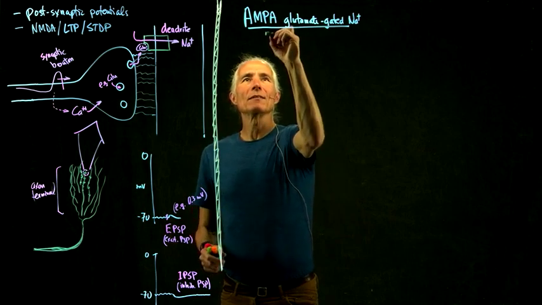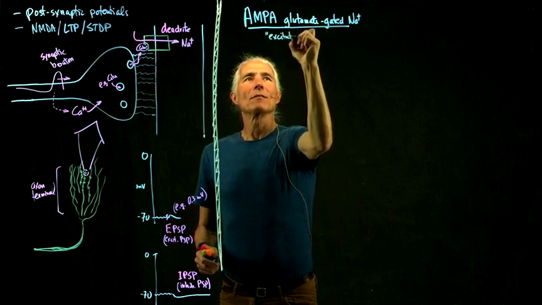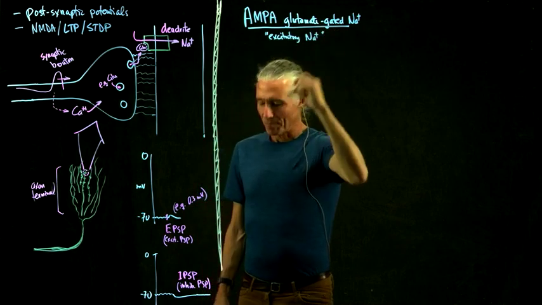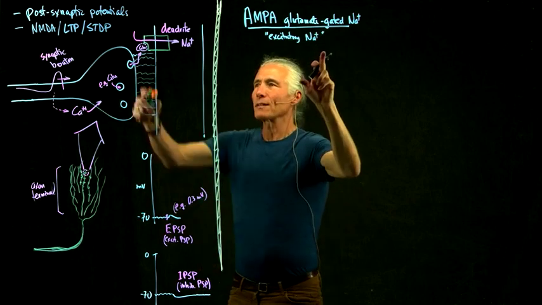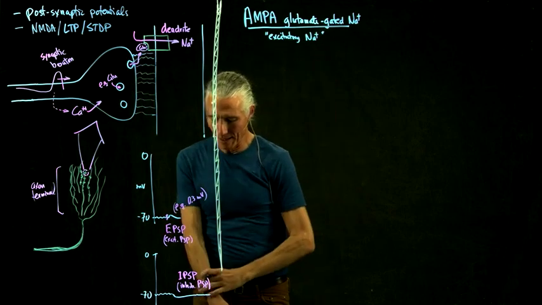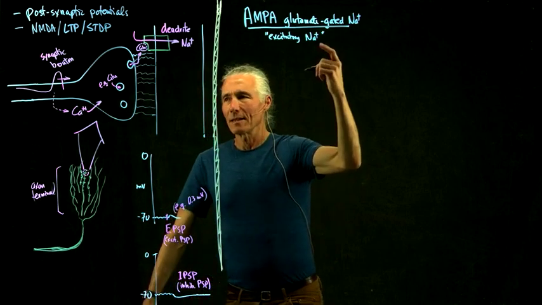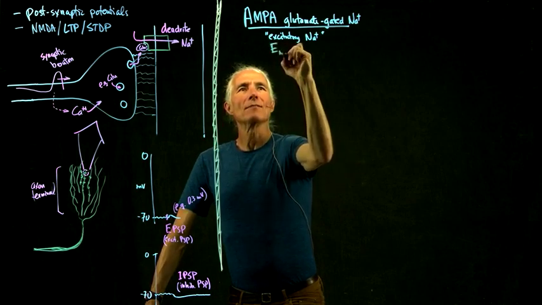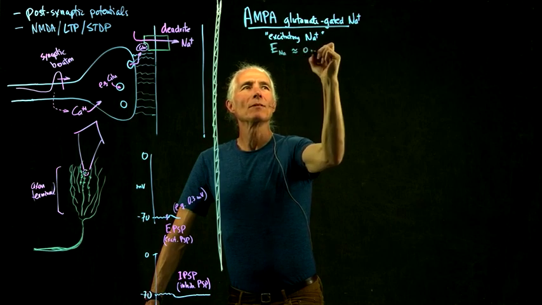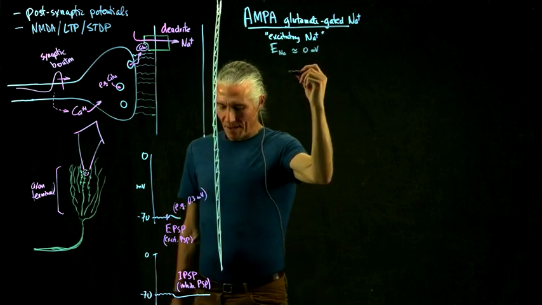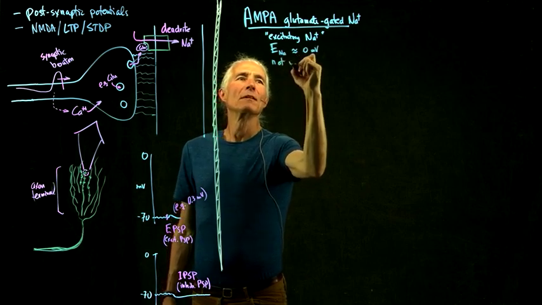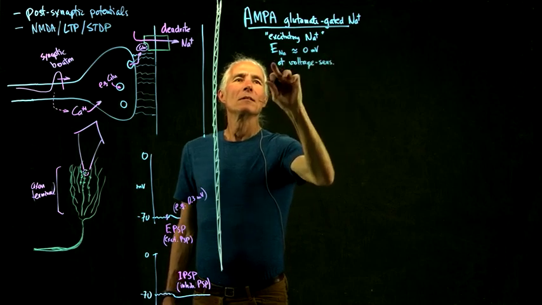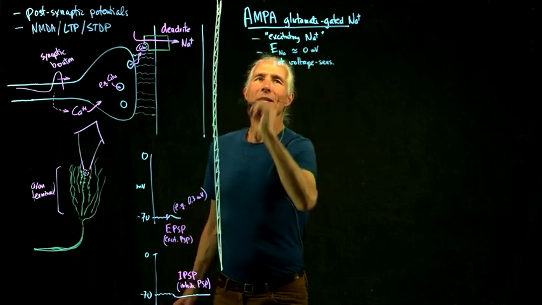So this is the excitatory sodium channel. Glutamate is the thing that sticks into this channel. It mainly conducts sodium in. The effective Nernst potential is about 0 millivolts, so it's a little leaky, and it's not voltage sensitive. Those are the main properties of it.